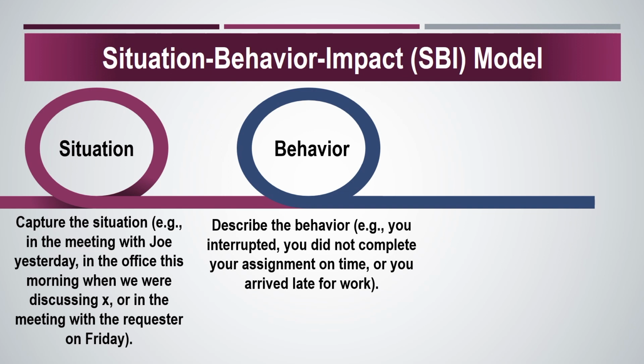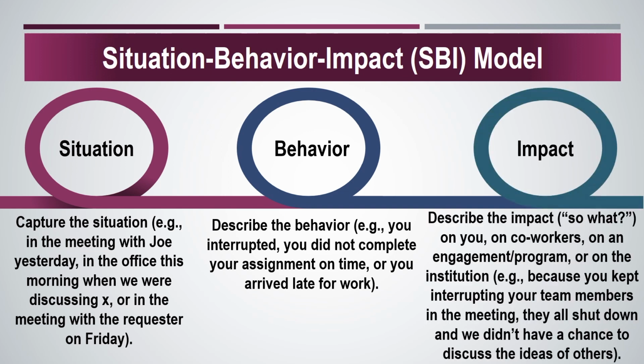Then the third part of the model is impact. In this, we are trying to assess the impact of the behavior of the individual or the institution or the co-workers on the organization as a whole. Here, we are describing the impact on you, on co-workers, on an engagement program, or on the institution as a whole. Example may be, because you kept interrupting your team members in the meeting, they all shut down and we did not have a chance to discuss the ideas of others.